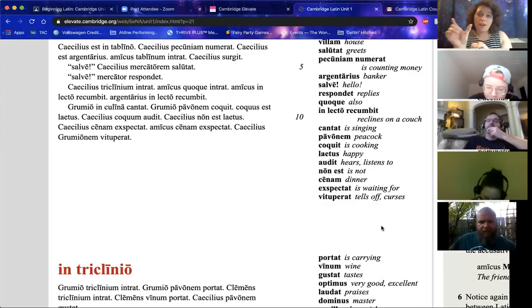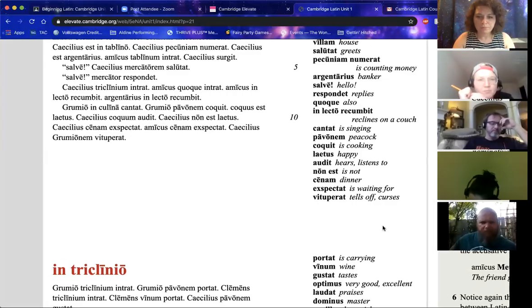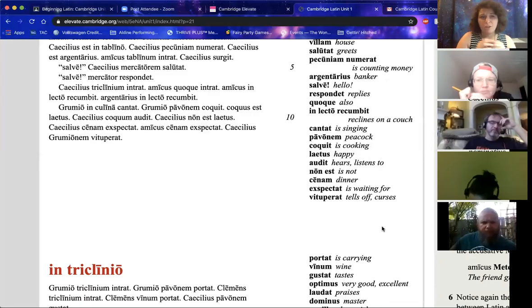So when you have a noun and an adjective, they need to be the same case. In this case, because Cocus is nominative, laetus is also nominative. Any questions about what I just said? No. Okay. Sweet. And if you want to be really fun, you could say this is a predicate nominative, but you don't need to, because that's kind of pretentious.